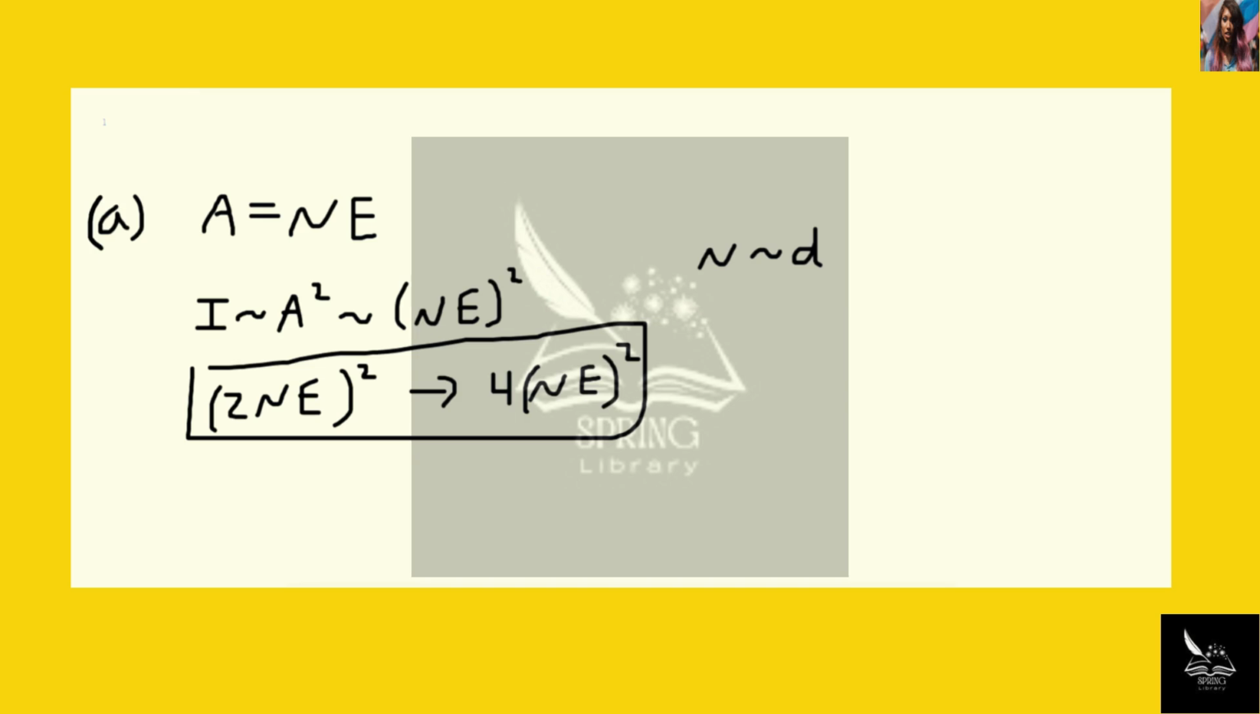Part B says, explain why this does not violate conservation of energy. Okay, so while the intensity increases, the central maximum narrows. So that's part 1 of why this is true. So let's just go ahead and type this out.